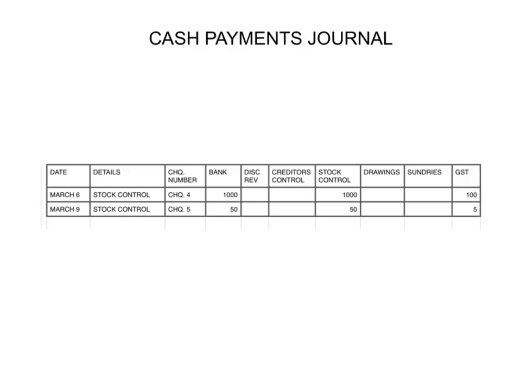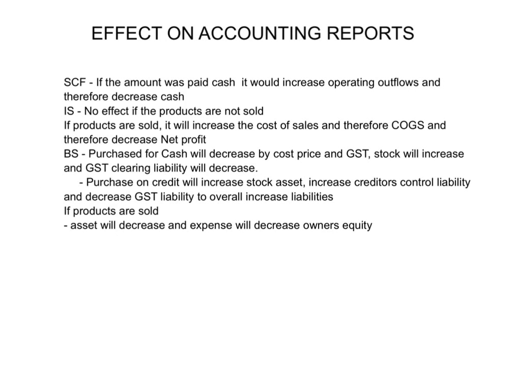Cash payments journal, same thing, different checks. It's happened at different times, but it's increased the value of the stock, so it goes into the stock control column of the cash payments journal. In terms of the theory, you need to know the effect of treating it as a product cost on our accounting reports. Obviously, if this is done for cash, our operating outflows would increase, our cash will decrease. The income statement will only change if we sell the products.